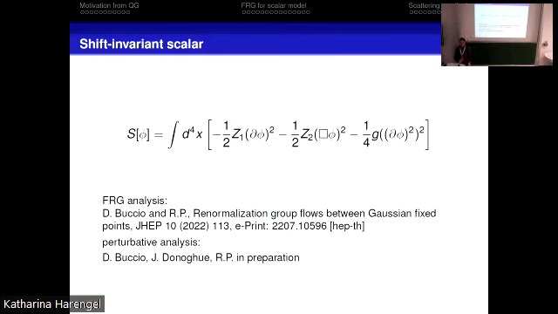So the analysis of the running of the couplings of this model using the FRG was done in a paper in collaboration with Diego Bucho, one of my students. It's already published. And then the analysis of the physical running in this model, which is something ongoing, is going to appear soon. It's collaboration with John Donoghue.